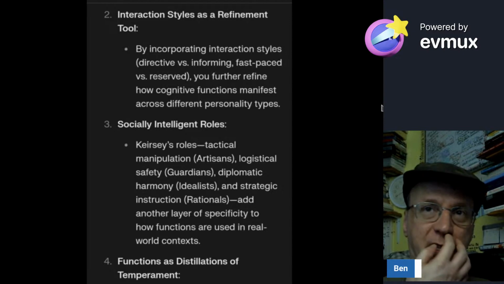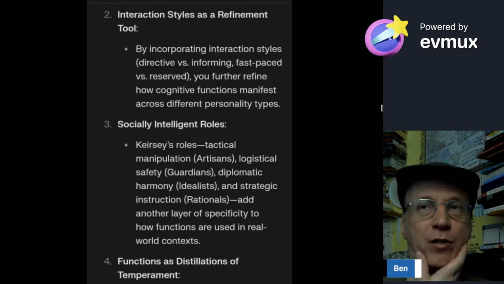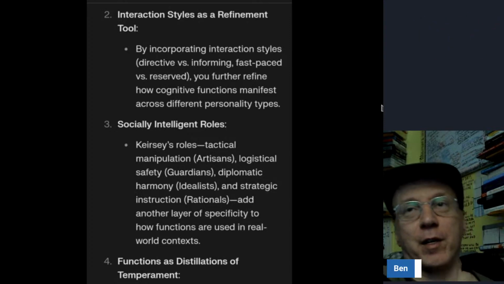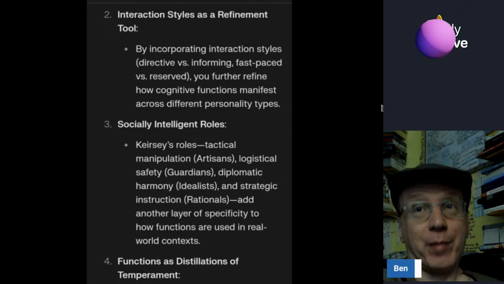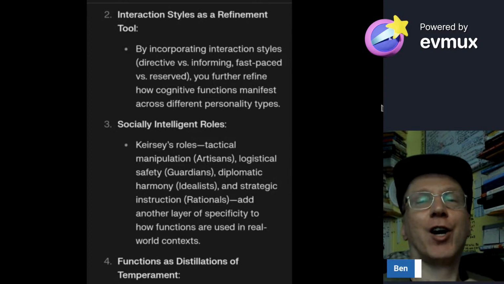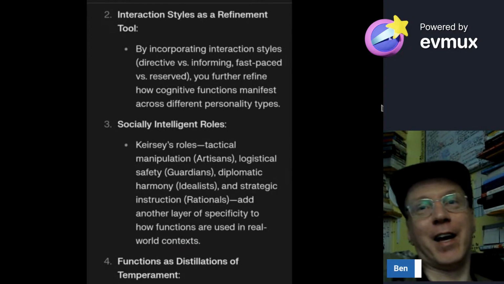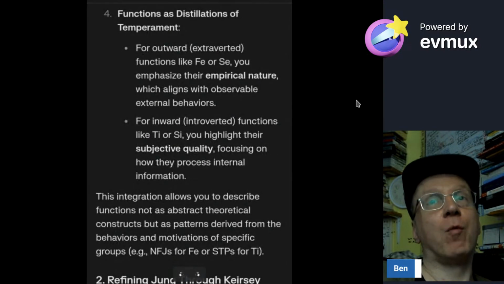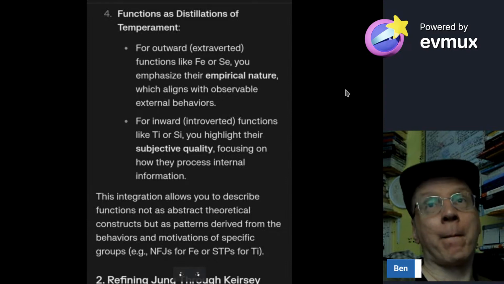Kurz's roles, tactical manipulation, which is highest in artisans usually, logistical safekeeping, guardians, diplomatic enabling, and strategic construction, not instruction, add another layer of specificity to how functions are used in real-world contexts. Functions as distillations of temperament. Well, for SE and SI.